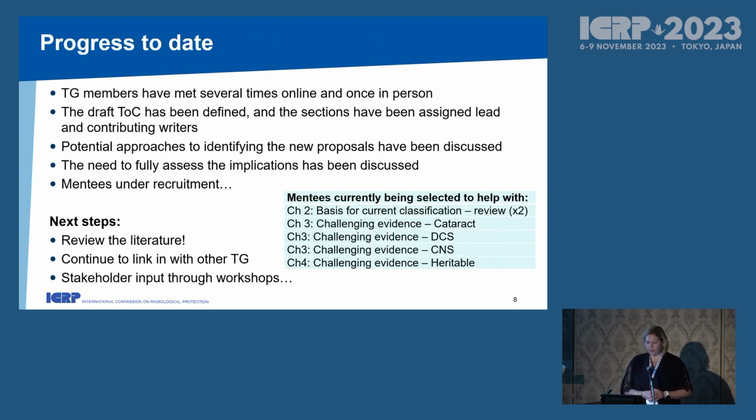So we started the task group just about a year ago, something more. Time goes very quickly. We have met a few times online and once in person in July at RSN, and we have already defined our draft table of contents. So we know broadly the areas that we're looking at. We know what we need to consider in terms of the literature review and how we might move forward. And we have had some initial discussions on those potential alternative approaches, and then how we might choose what the best approach is for classification. But this is still a very early stage, still a lot to be thought about and discussed.